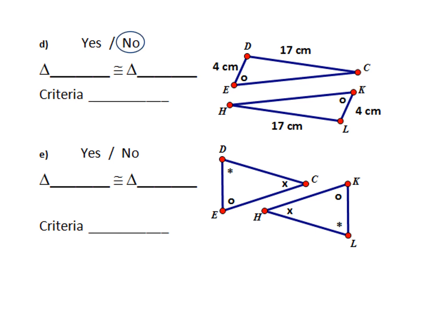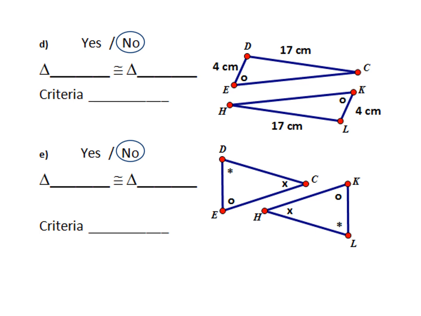And then again, I would mark my triangles in the corresponding order. Okay, letter D. This is actually a no, and the reason being you have 17 and 17, so there's a side. You have 4 and 4, there's another side. And then you have the two circles, which is an angle. Because that angle is outside of the two sides, what I mean by that, it's only touching one of the sides, this is side, side, angle, and that's a criteria that does not make triangles congruent.